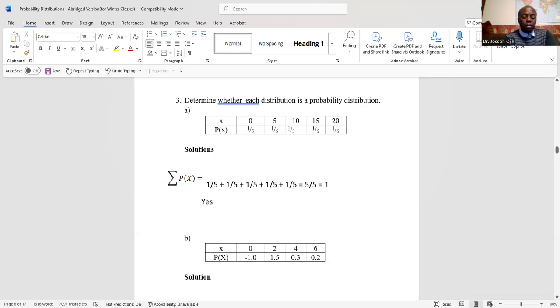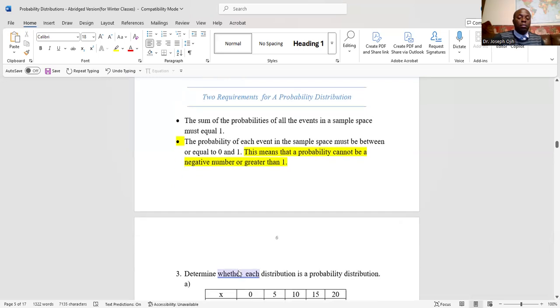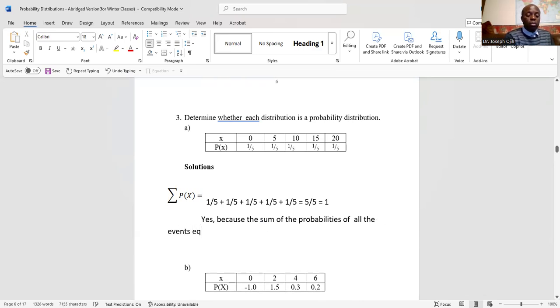So the answer is yes, because the sum of the probabilities of all the events in the sample space equals 1. Any question on this one?